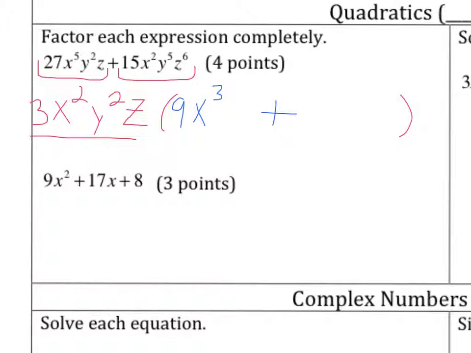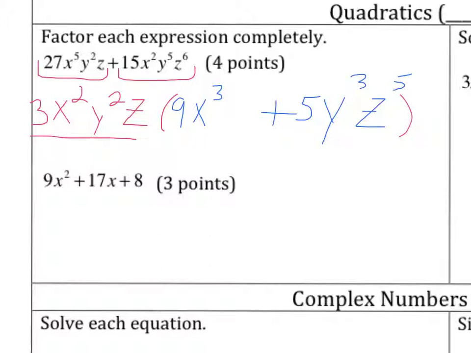For my second term, factoring a 3 out of 15 gives me 5. Factoring an x squared out of x squared, nothing left. A y squared out of y to the 5th leaves me with y to the third. And a z out of z to the sixth means I've got a z to the fifth. That's all you can do. Nothing else. You're done at that point.